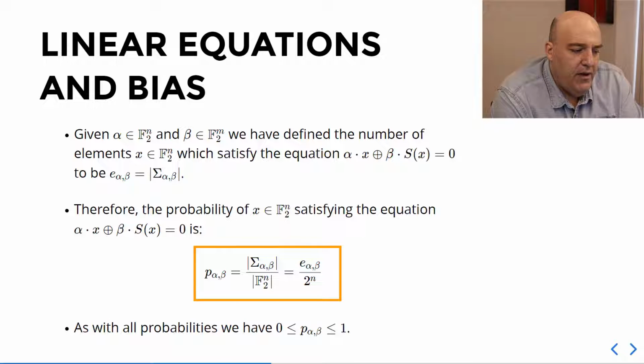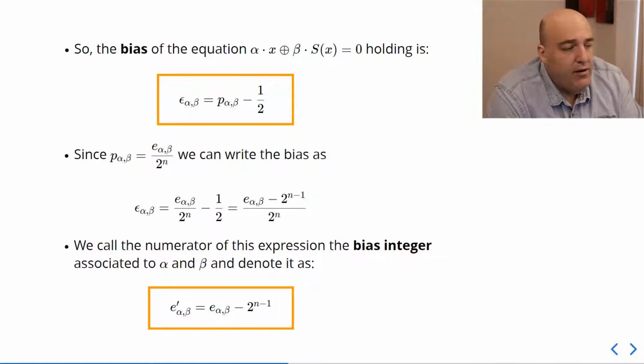So we define P alpha beta, another quantity we define, to be E alpha beta over 2 to the n. That's the probability that a random element x in F2^n satisfies our linear equation associated to alpha and beta. Just remember, for any alpha and beta, we get an equation, and that equation will have E alpha beta number of solutions. And just like with all probabilities, P alpha beta lives between 0 and 1. We're more interested in the bias than the probability. So the bias of that equation, epsilon alpha beta, another quantity we define, is P alpha beta minus a half. Just take a half from the probability, and we have the bias of our linear equation holding, okay?